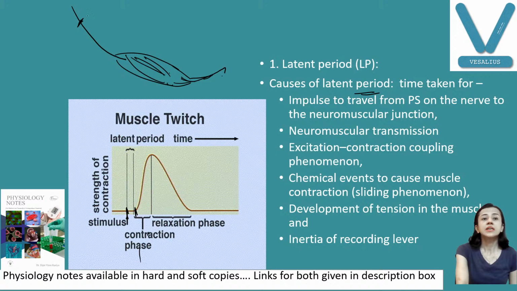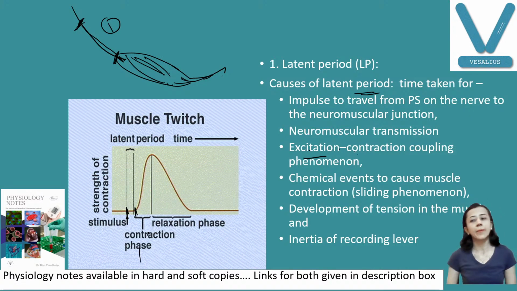Number one is the time required for the impulse to pass from the stimulating point to the neuromuscular junction. This is the first cause. Second cause, neuromuscular transmission: the impulse has to pass through the neuromuscular junction. Third, after that, the impulse has to produce contraction of the muscle. That is the excitation-contraction coupling phenomenon.